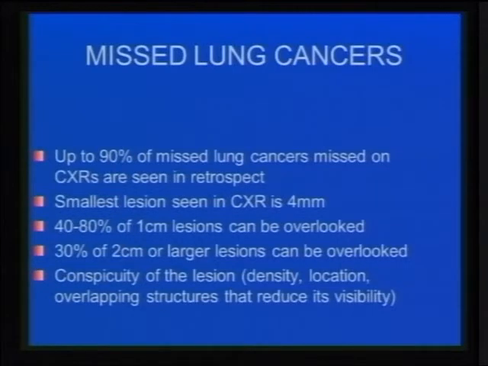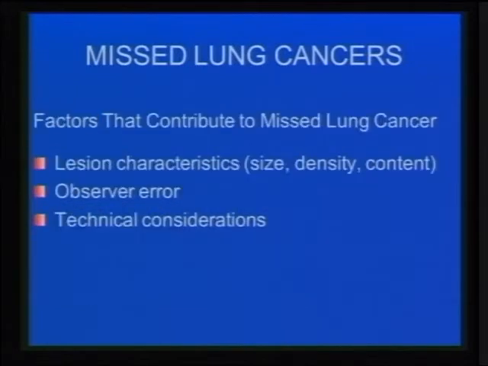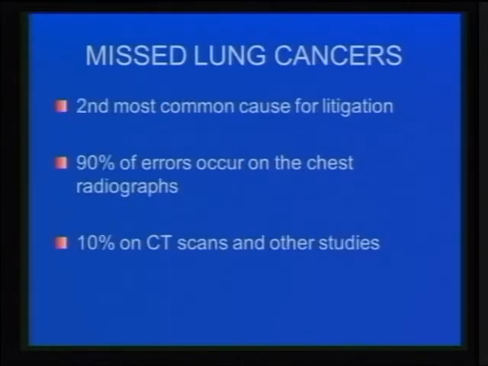And then we know in the literature that up to 80% of lesions that are 1 centimeter in size can be overlooked. So this is very humbling to know that. I'm not going to get into the causes of why we miss, but obviously the lesion characteristics, the observer error, the technical considerations, and so on. It still remains the second most common cause of litigation in the US as far as a missed lung cancer on a chest X-ray. It used to be number one, but breast cancer took over, so there is more litigation on breast cancer. And I'm talking litigation of all medical fields, not just radiology.